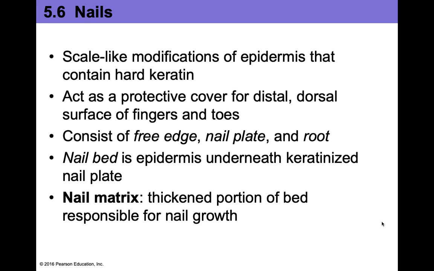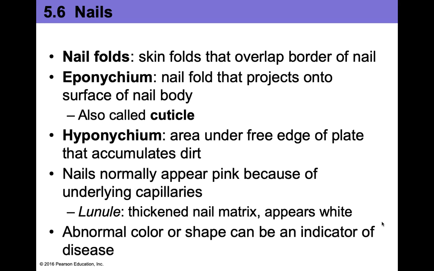The nail itself consists of a free edge, a nail plate, and a root. The nail bed is actually just the epidermis underneath the keratinized cell plate. And the nail matrix is a thickened portion of the bed responsible for nail growth. You also have nail folds. This is when skin folds that overlaps the border of the nail.